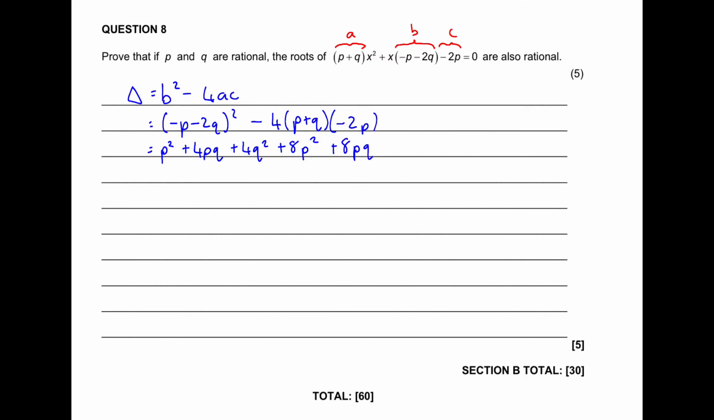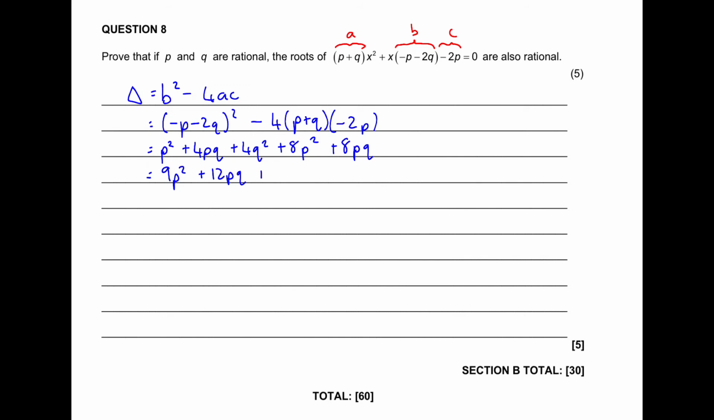All right, so at this stage, it looks like a bit of a mess, but you've got to now see what you can simplify. Ultimately, we want to factorize, because if it's a perfect square, then we need to be able to factorize it as such. So let's look at your like terms. You've got a p squared and you've got an 8p squared. So that gives us 9p squared. Then you've got 4pq and you've got 8pq. So we add those together and we get 12pq. And then lastly, you've just got a 4q squared left.